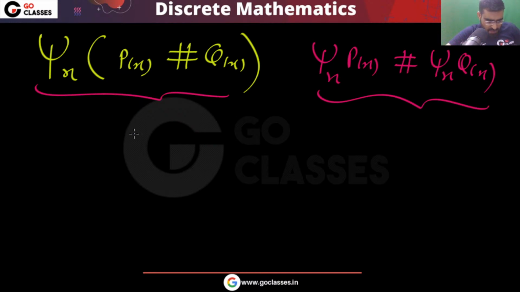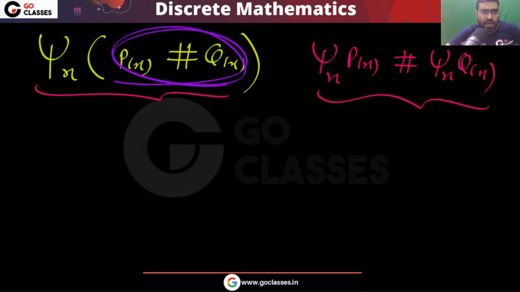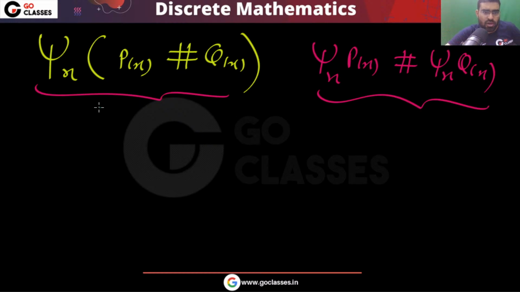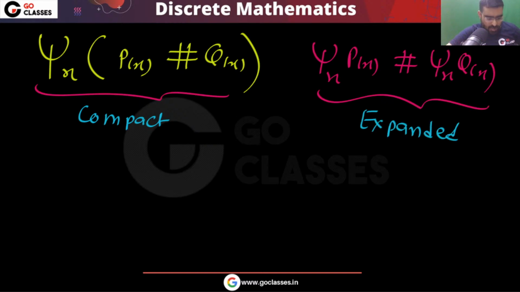Tell me. Let me know. You can clearly see, let's call it compact, because this is compact, right? You can easily see that for all x, this is compact and this is expanded. So I am calling this one compact and this one expanded.